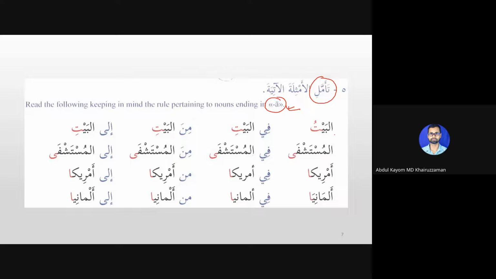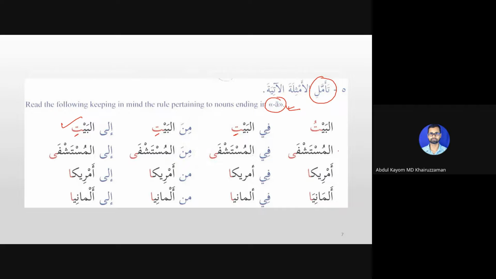So we have al-baytu. Then if a preposition comes before al-baytu, it becomes fil bayti, right? So al-baytu, fil bayti. Then the preposition can be minal bayti, ilal bayti. Al-baytu, fil bayti, minal bayti, ilal bayti.